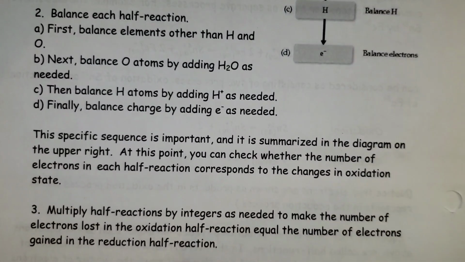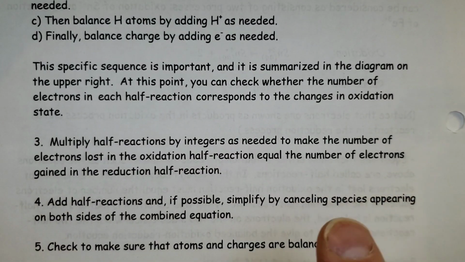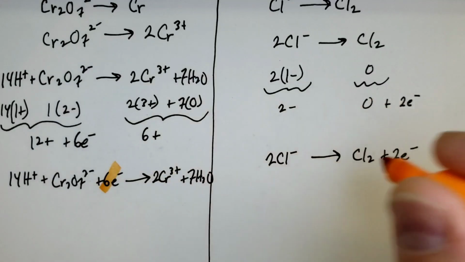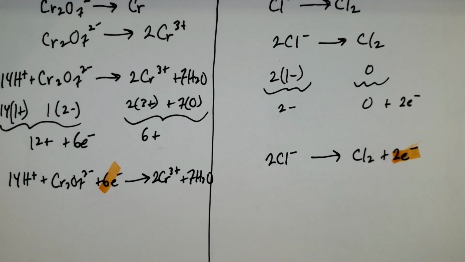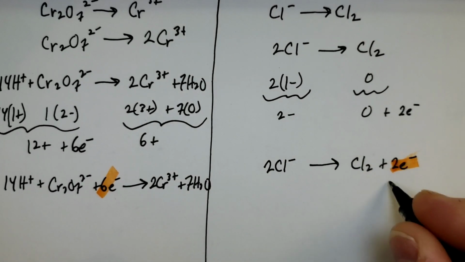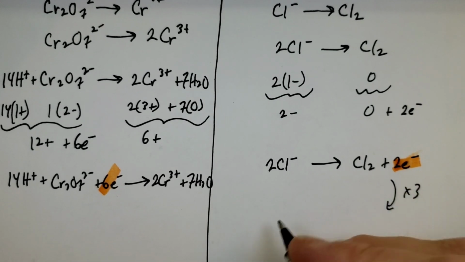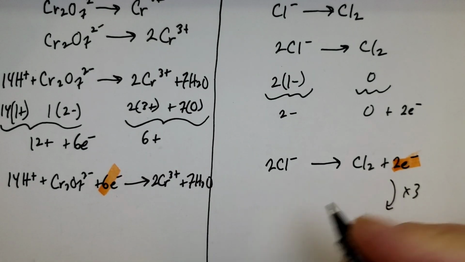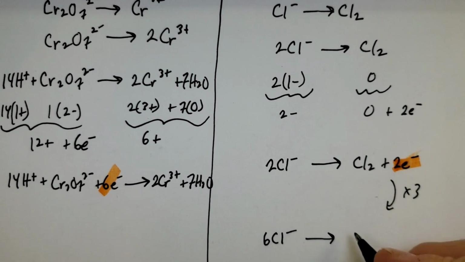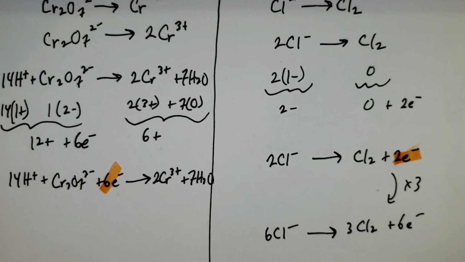So the next step here: multiply each half reaction to make the number of electrons lost equal the number of electrons gained, then add them, cancel out, etc. So here we can see we have 6 electrons. Here we have 2 electrons. The lowest common multiple of 2 and 6, of course, is 6. So times 3, and by times 3, I need to multiply everything by 3, triple everything. So 2 times 3 is 6 Cl's. 1 times 3 is 3. And 6 electrons. So there we go, I have that.